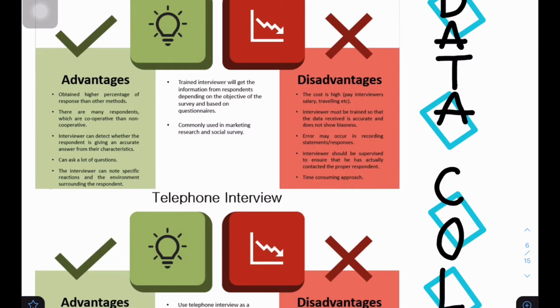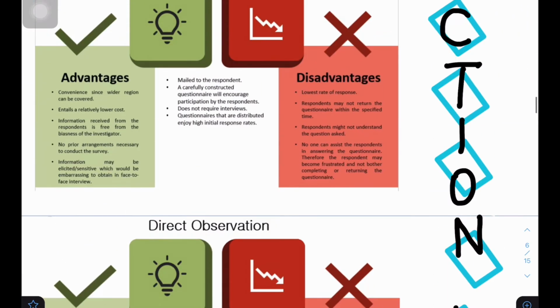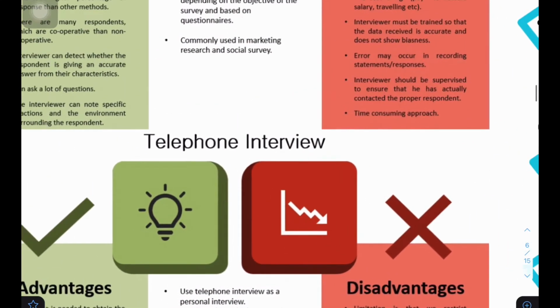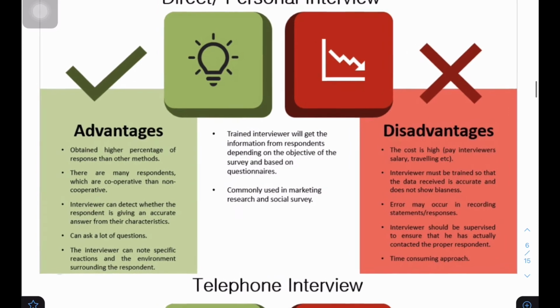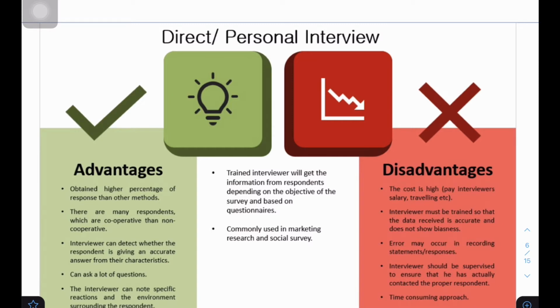The first one is about the method of data collection. So data collection method, cara-cara kita untuk mendapatkan data. Okay, there is a few data collection methods. The first one is by using direct or personal interview. So direct and personal interview ni maksudnya face to face lah. Awak pergi jumpa dengan respondents dan kita interview. So direct or personal interview ni adalah trained interviewer will get the information from respondent depending on the objective of the survey and based on questionnaire.